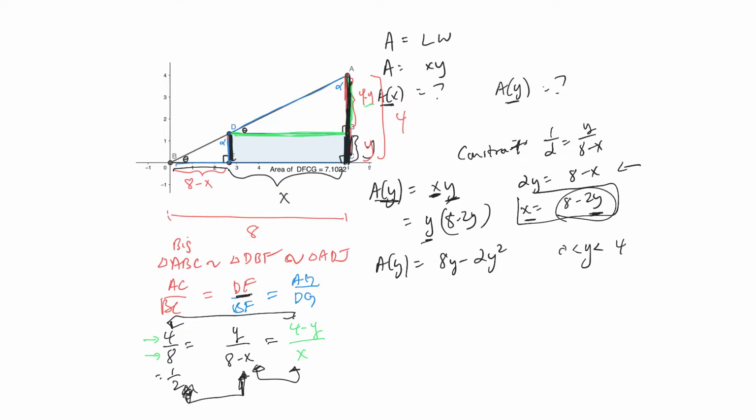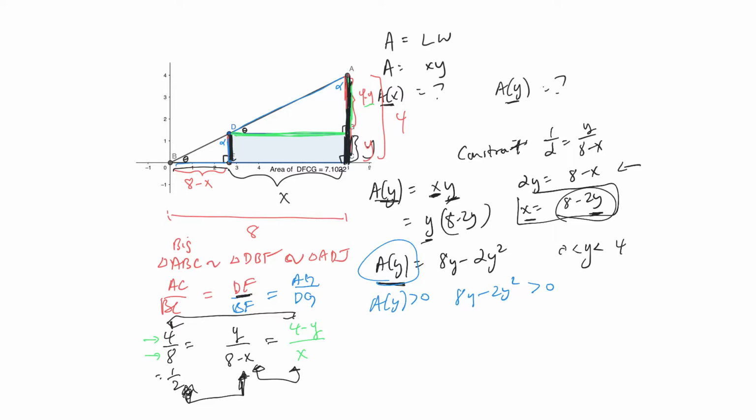Now, if you're not comfortable getting the restrictions from a graph, you can do it algebraically like we did before. So how do we do that? Let's find the restrictions. I'll use blue. We know that the area must always be greater than 0. So that means 8y minus 2y squared is going to be greater than 0. And we have another inequality again.